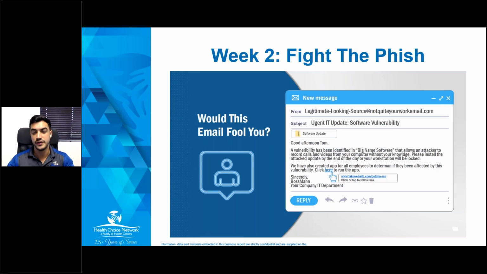Also, if you hover over any links that somebody is trying to get you to click on, it will show you the actual website, as you see in the screenshot there. It says click here, but if you hover over the here, it shows you the website you're going to. Let's say they're telling you to go to chase.com. If you hover over that link, it should say something along the lines of chase.com.